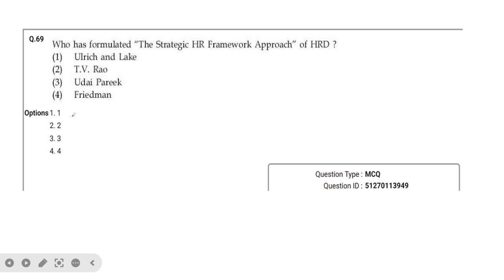Question number 69 is who has formulated the strategic HR framework approach of HRD? Strategic HR framework approach, ये मैच द फॉलोइंग क्वेश्चन में भी आया हुआ है. अभी आप लोग आगे आने वाले क्वेश्चंस में देखेंगे. तो अगर उसमें आप लोगों ने सही मैच किया हो तो इसमें आप लोग जरूर से इसका आंसर सही दे पाएंगे. So it's Ulrich and Lake, TV Rao, Uday Parikh या Friedman. So the answer is option 1, that is Ulrich and Lake.